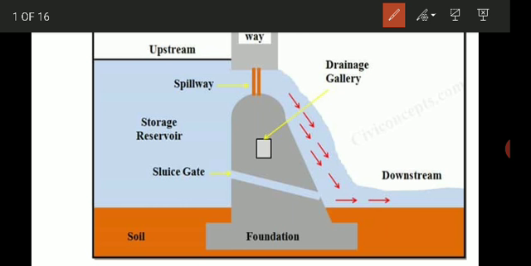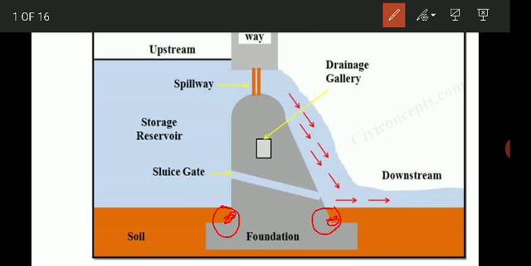Then this part, where the maximum pressure of the dam will be, is the heel and toe of the dam. So the heel is this one. The heel of the dam is the portion of a dam that touches the ground on the upstream side. That is called the heel, and the toe is the part of the dam which touches the ground on the downstream side. So that is the toe of the dam.